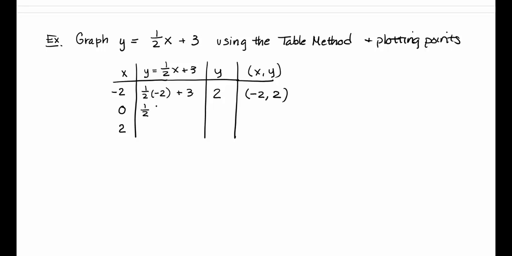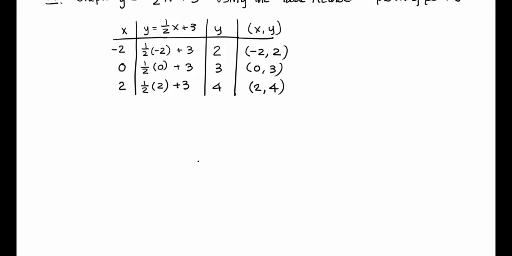If I have 0 for x, 1/2 times 0 is just 0, right? Plus 3 gives me 3. So I have 0, 3. That's my second point. And then my third point, 1/2 times 2 plus 3 gives me a 1 plus 3, which is 4. So I get the point 2, 4. And now I can plot that. So let's go ahead and graph this.